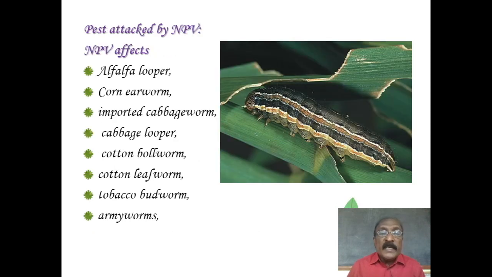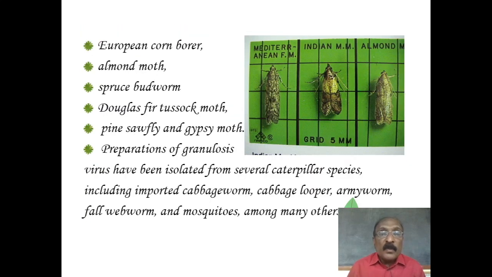Pests attacked by NPV. Nuclear polyhedrosis viruses affect various insects like alfalfa looper, corn earworm, imported cabbageworm, cabbage looper, cotton bollworm, cotton leafworm, tobacco budworm, armyworms, European corn borer, almond moth, spruce budworm, Douglas fir tussock moth, pine sawfly, and gypsy moth.